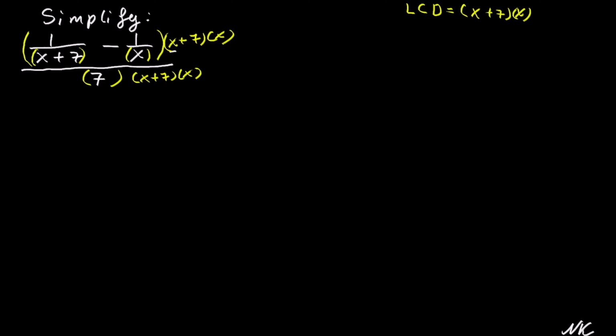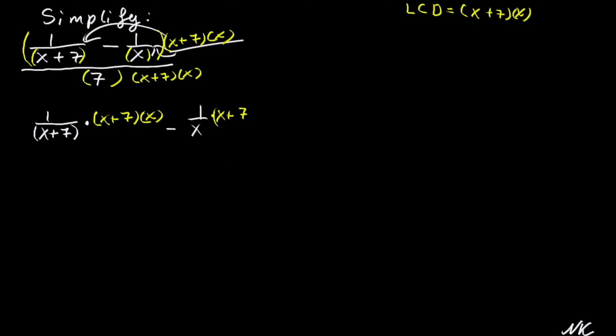So let's distribute the least common denominator in the numerator. The first term is 1 out of x plus 7 times x plus 7 times x. Then we have minus 1 out of x times x plus 7 times x. And in the denominator we have 7x times x plus 7.